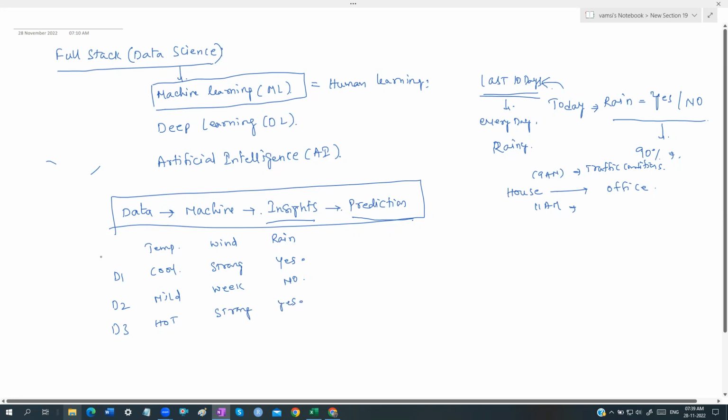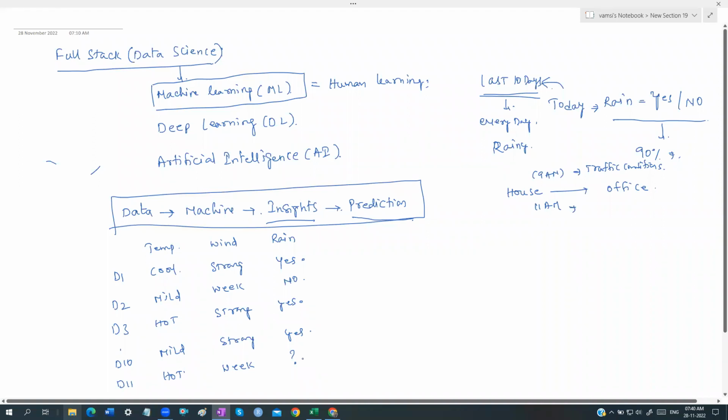So if I give all the data like that to the machine, for example 10 days of data, with something like mild and strong winds, and whether there was rain yes or no. Now, once I give that 10 days of data, on the 11th day, if I give the weather conditions, let us say the temperature is hot and the wind is weak, the machine is going to tell you whether it will rain or not.